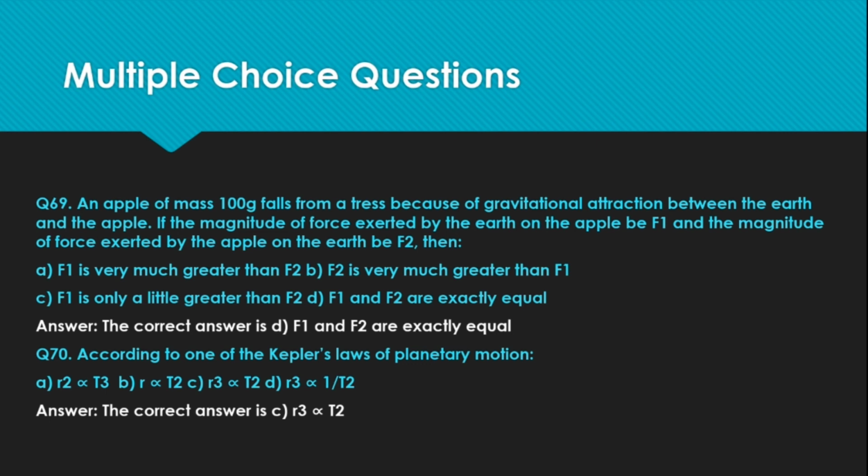So the next question is, according to one of Kepler's laws of planetary motion, A, R square is directly proportional to T cube, B, R is directly proportional to T square, C, R cube is directly proportional to T square, and D, R cube is directly proportional to 1 by T square. So the correct answer is C, R cube is directly proportional to T square.